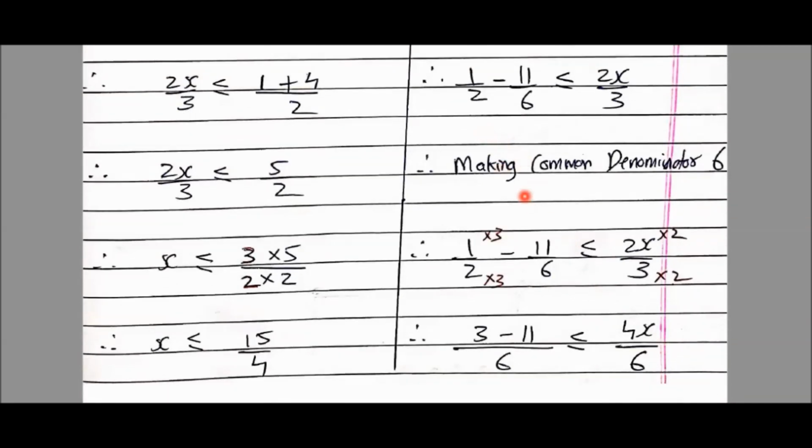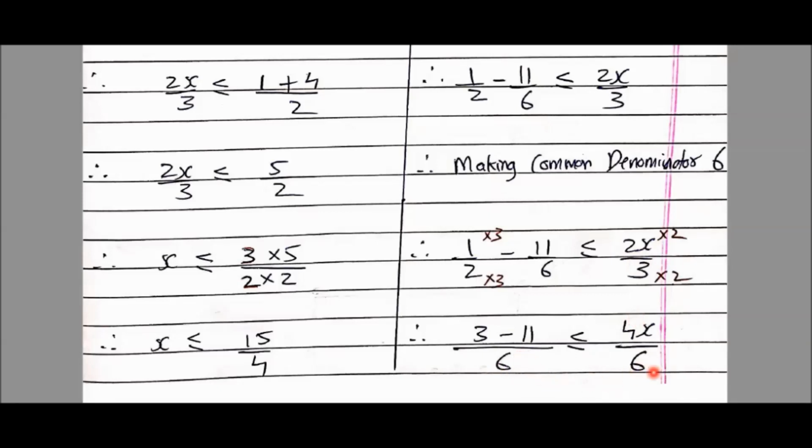See this. How will 6 be made? This 2, 1 upon 2 is here, so multiplied by 3, so that this 2 becomes 6. This minus 11 upon 6 will remain as it is. Here we have 3 here, so multiply this with 2 and this also with 2, so make it 6. So now all the denominators will become 6. So this is 6, so 3 ones are 3. So 3 minus 11. And here common denominator 6. 2 twos are 4, so 4x upon 6.